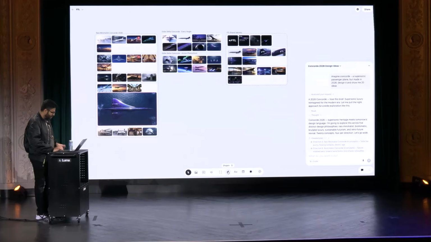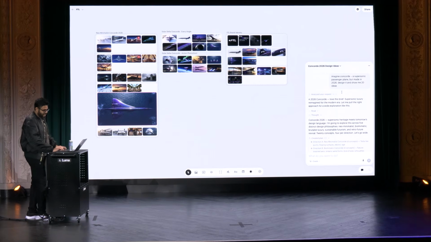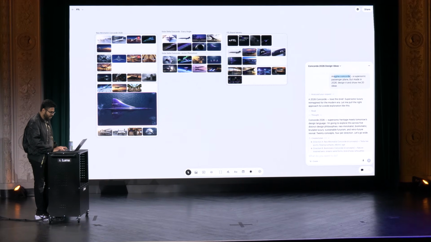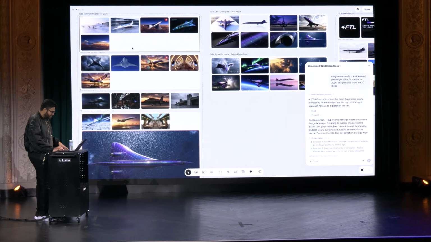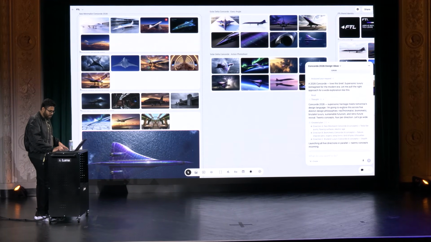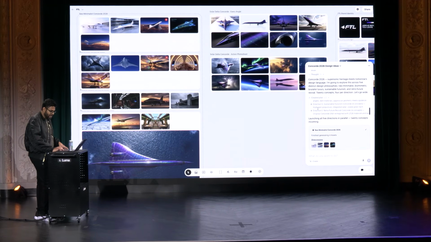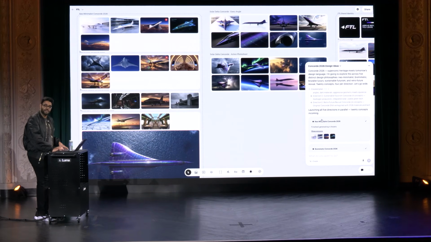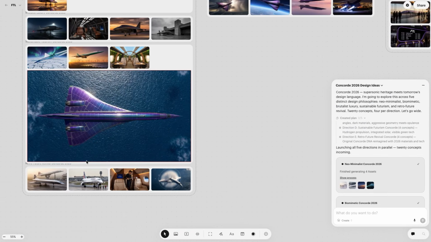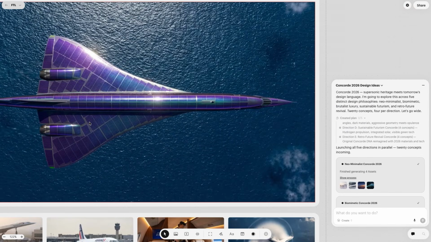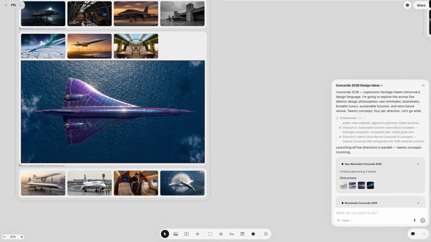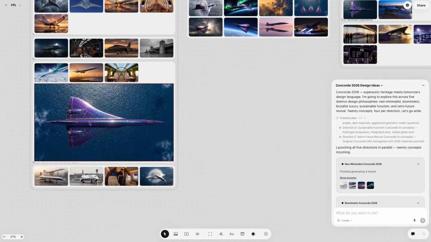So let's work on our Concorde revival, all right? I asked the agents, imagine Concorde, a supersonic passenger plane, but made in 2026. Design it and show me 20 ideas. Here is what it came up with. As it starts to work, it will go through the full thinking process, create a plan, and then execute it. You can follow through. You can ask it in the middle and interrupt it to do something different. It came up with these ideas. I don't particularly like those, but this one is just epic. I think this is how it would look. But paint in airplanes generally adds weight, so we'll have to solve that problem later.